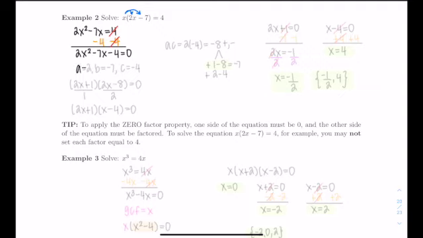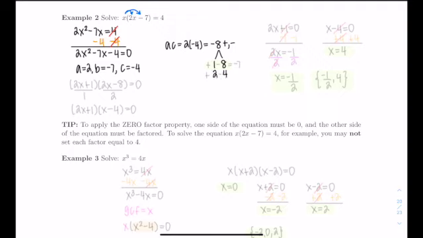So A is 2, B is -7, and C is -4. So A times C is 2 times -4, which is -8. We have 1 plus and 1 minus. The two factors of 8 are 1 and 8, and 2 and 4.